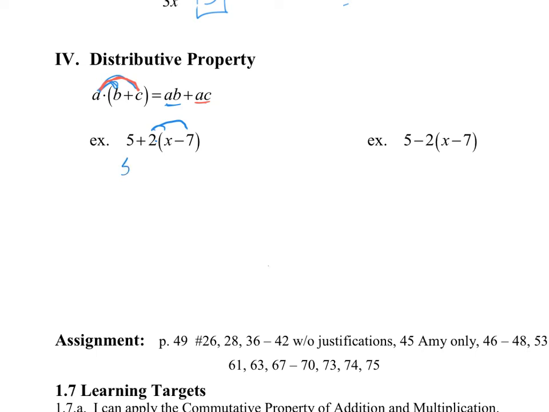So I just get that 5 plus. Now a positive 2 times a positive x becomes 2x. And now a positive 2 times a negative 7 becomes a negative 14. Does that negative make sense to people? I need to watch the signs. Now when we have 5 plus 2x minus 14.